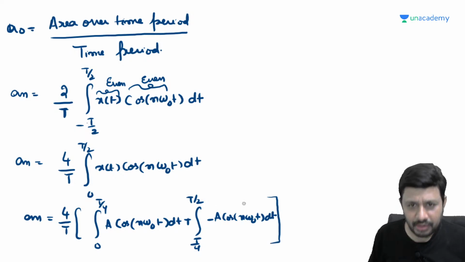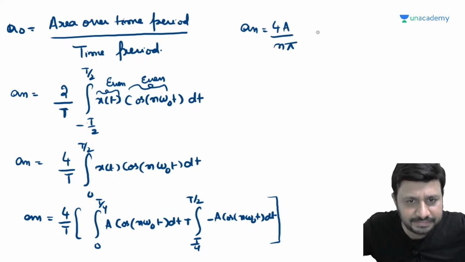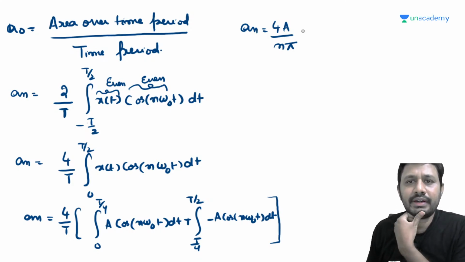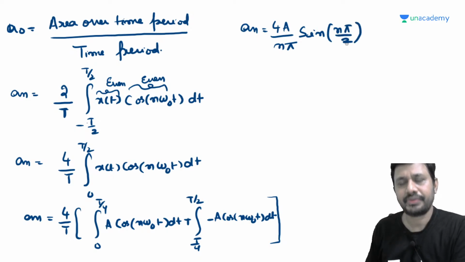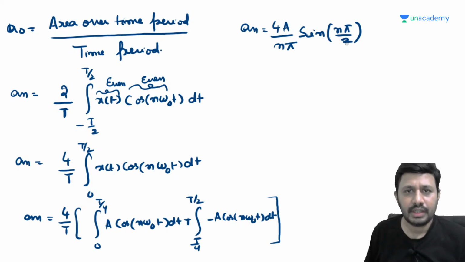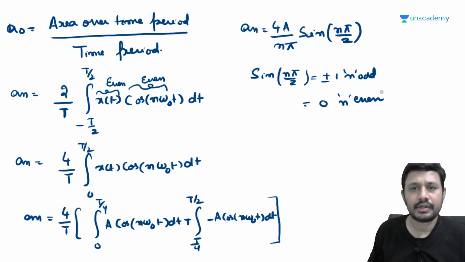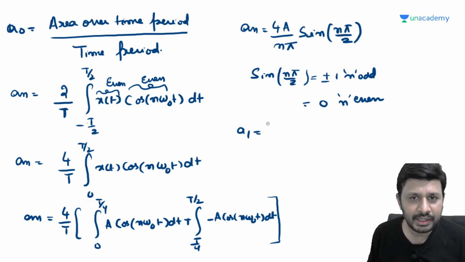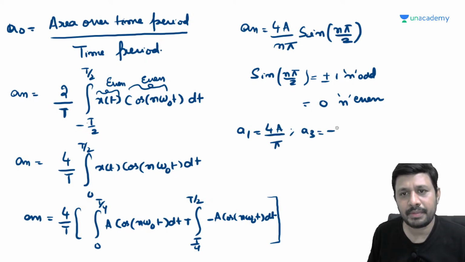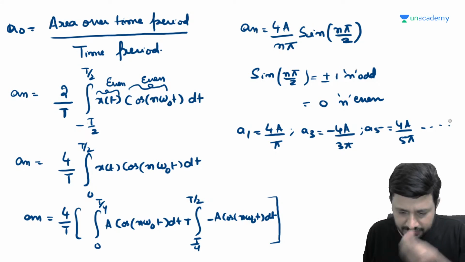Now you can simplify this integral. I am not going to simplify; I am going to directly give the expression. I know you have mastered integration. So An, if you simplify, you must get 4A by n pi sin n pi by 2. After the class you can verify. What is the nature of sin n pi by 2? It is plus or minus 1 for n odd and 0 for n even. So A1 will be 4A by pi, A3 will be minus 4A by 3 pi, A5 will be 4A by 5 pi. Oh, I got the coefficients. Your job is done. Vamsi is a master, I know.